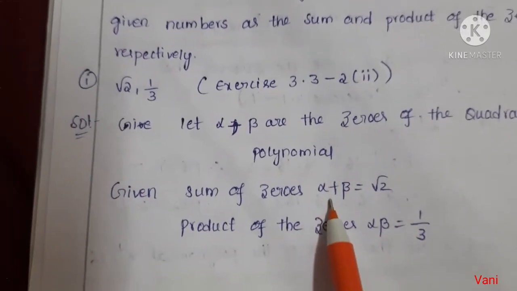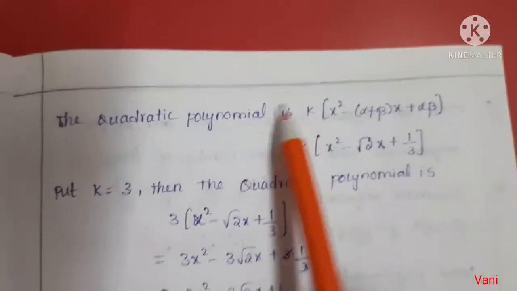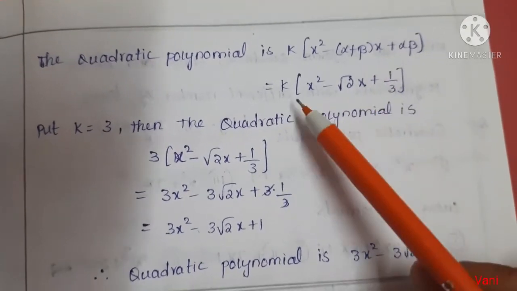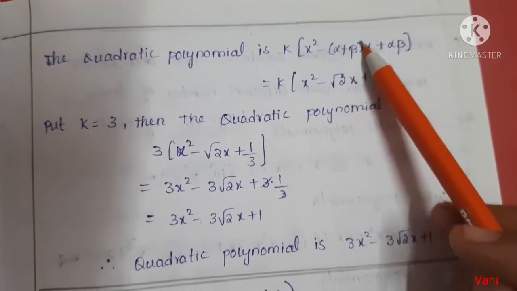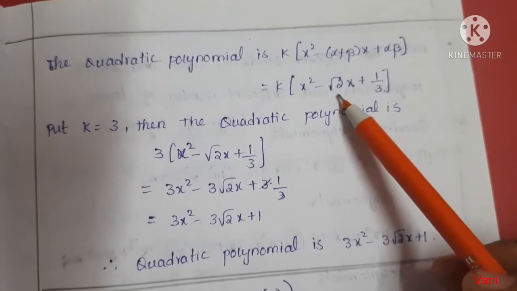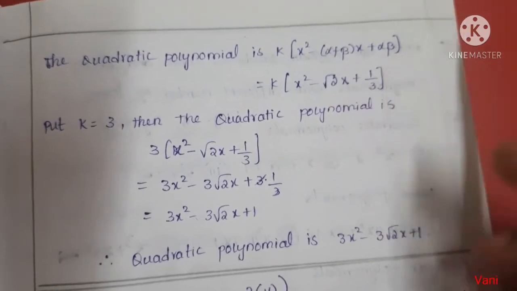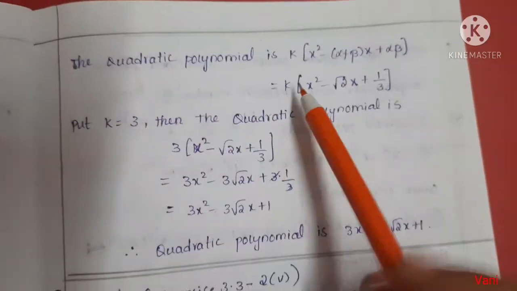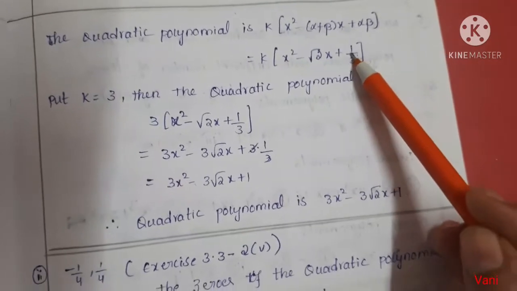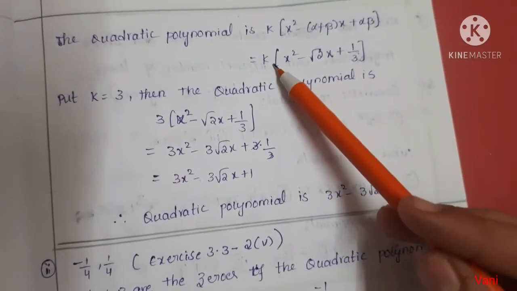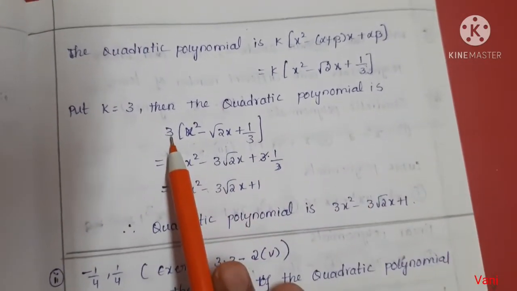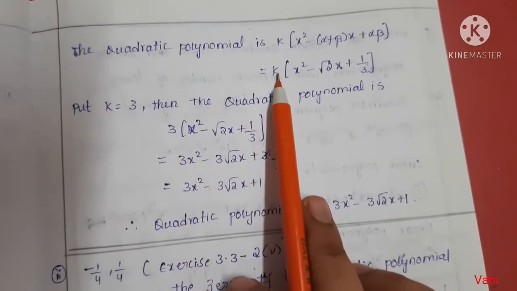So now we have the sum of zeros and product of zeros values. So we know that the quadratic polynomial is k of x square minus of alpha plus beta into x plus alpha beta. So k of x square minus the sum of zeros, we know that is root 2, so minus root 2 x plus the product of zeros alpha beta is 1 by 3, so plus 1 by 3. Now if you observe, in the denominator 3 is there. So take the k value as 3. So put k is equal to 3, then the quadratic polynomial is 3 into, so we substituted 3 in place of k.